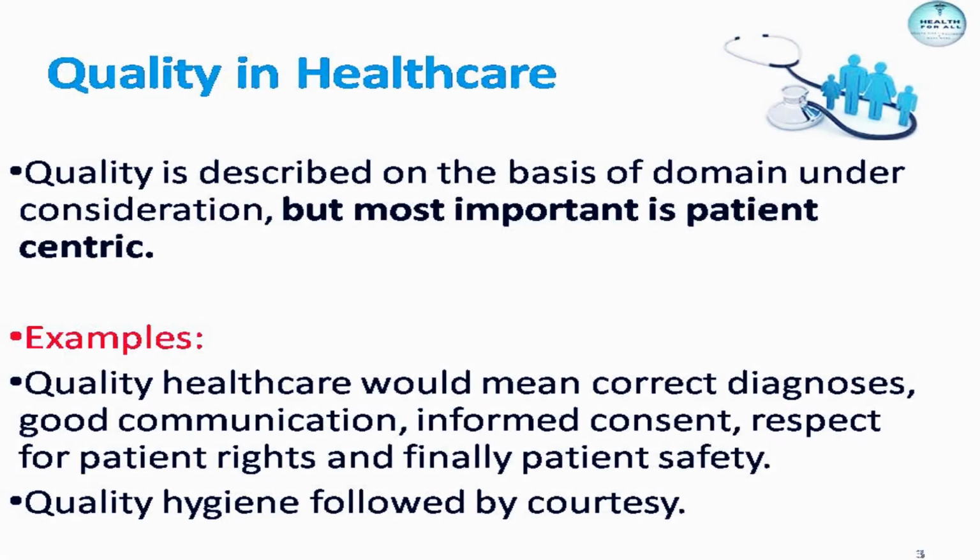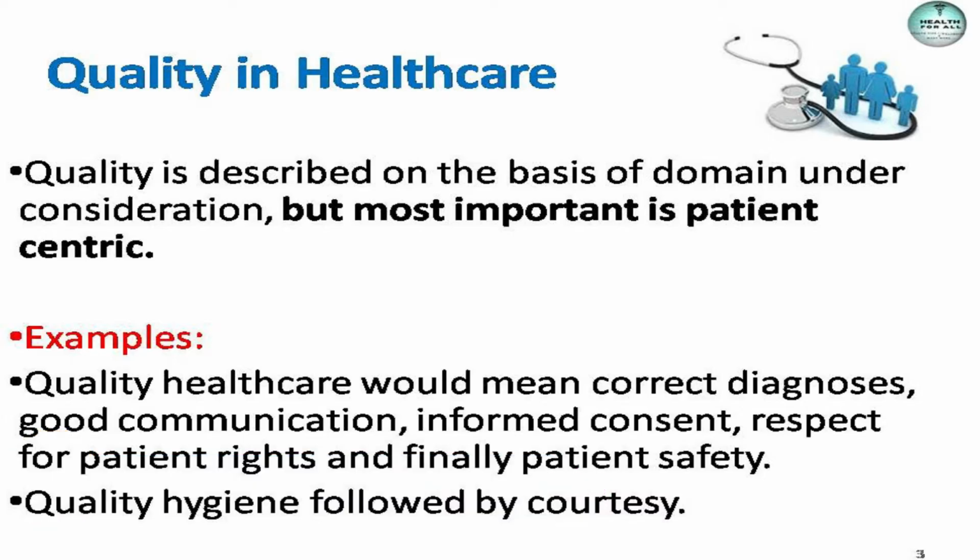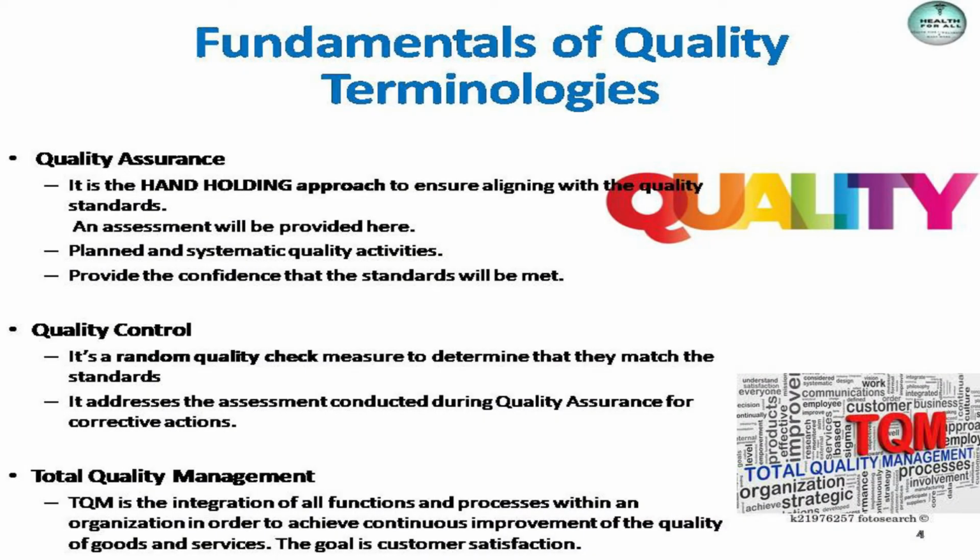Now, quality in healthcare is described on the basis of the domain under consideration, but most important is being patient-centric, which I have already discussed. Examples are, quality healthcare would mean correct diagnosis, good communication, informed consent, providing respect towards patient rights, and finally patient safety. Quality hygiene and infection prevention, those are all components of healthcare settings when we are talking about enhancing the quality in healthcare. While discussing the quality terminologies, three things usually come to our mind.